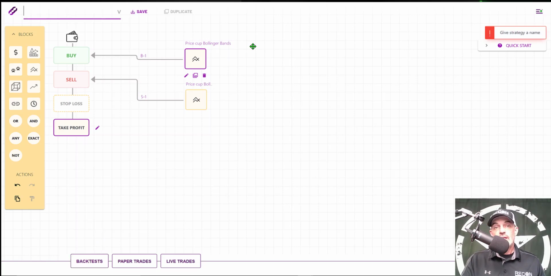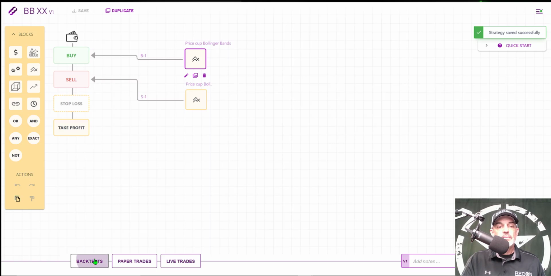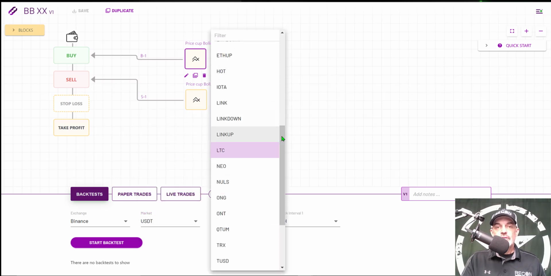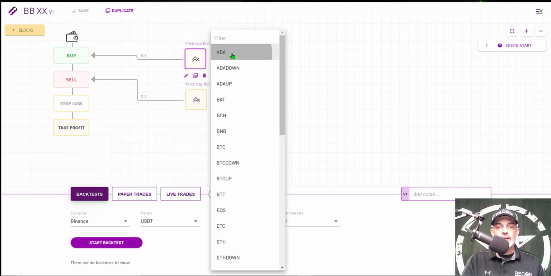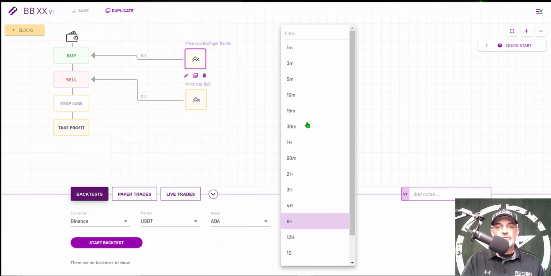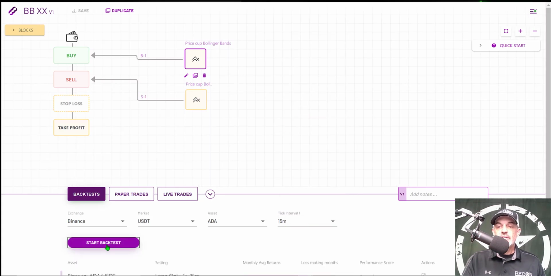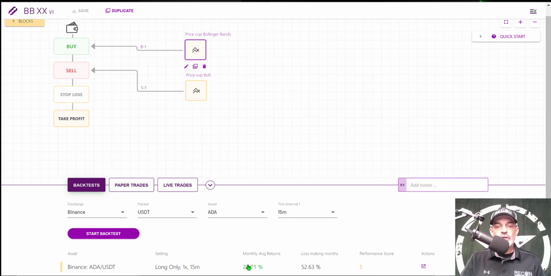But first, I actually need to name the bot. So we'll call it BB cross cross. All right, so now we saved the strategy with a name. Now we'll click the backtest and we'll give it a shot over on Binance, USDT. In this case, I know it performs pretty well on ADA on the 15-minute time frame. Click Start Backtest, and the backtest is finished, and we can see that the monthly average returns is almost 29%.